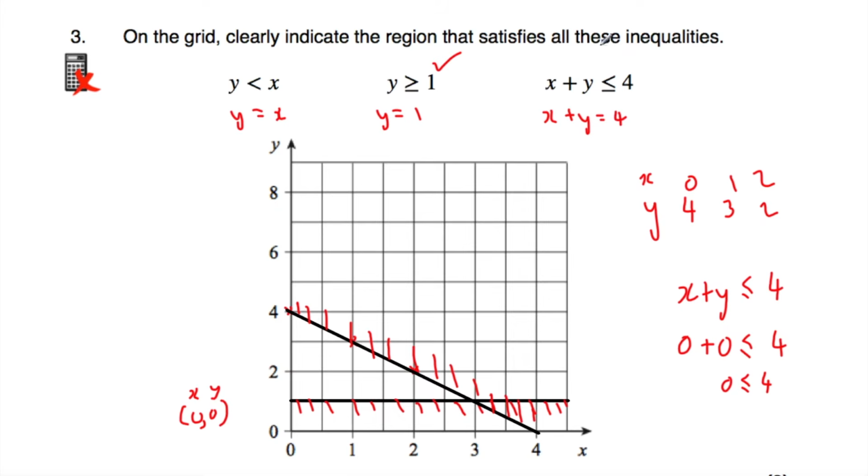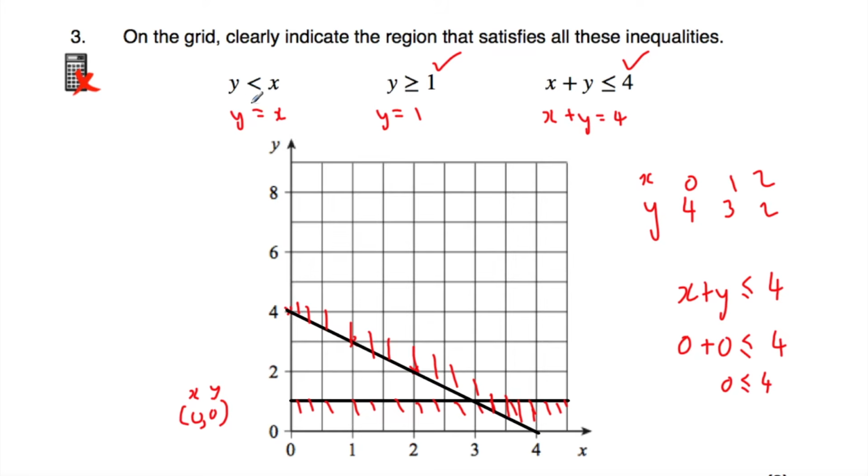Okay, so we've done this inequality, y is bigger than or equal to 1. We've done this inequality, x plus y is less than or equal to 4. Now let's have a look at this one: y is less than x. Now this is our first inequality where it's just a less than, it's not less than or equal to. Whenever it's a less than or greater than, what we do is we draw the graph of y equals x, but instead of a solid line, we do a dashed line, because y is less than x. It can't actually be on the line.